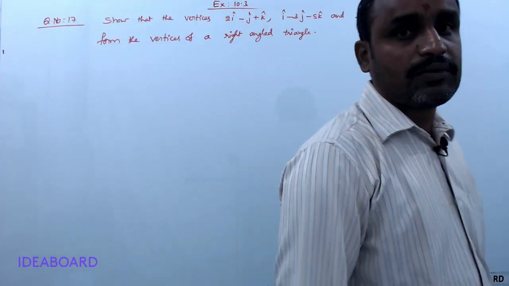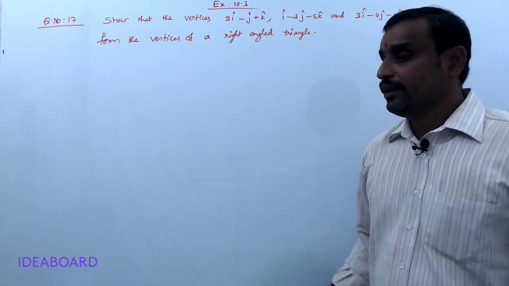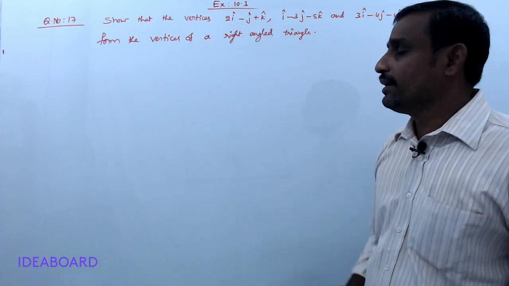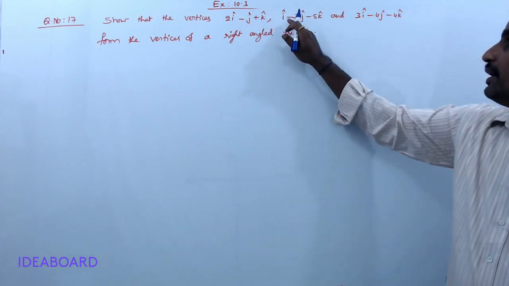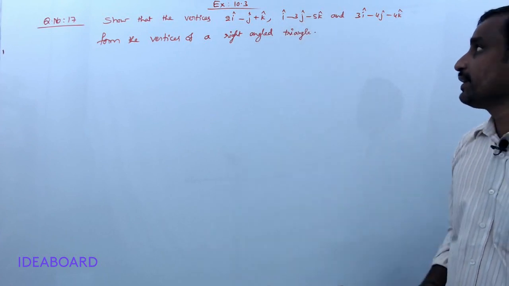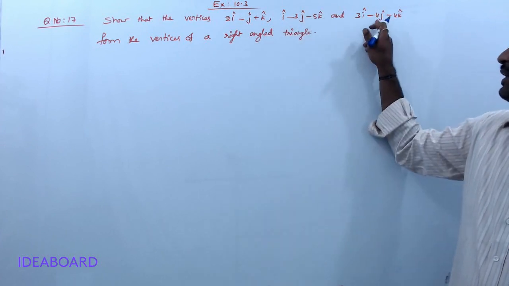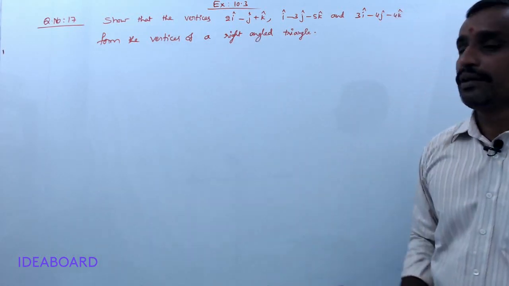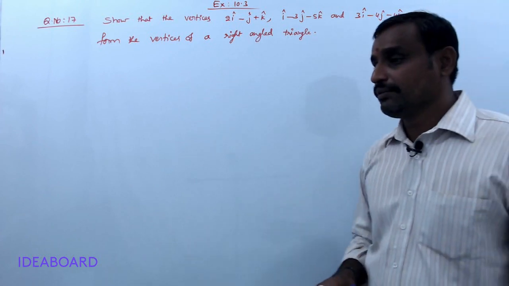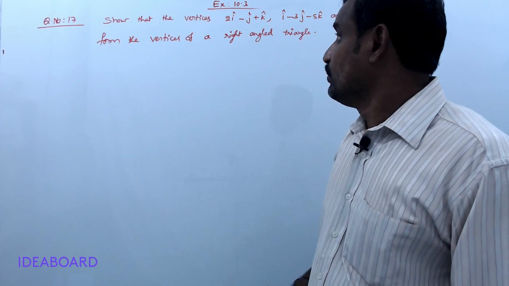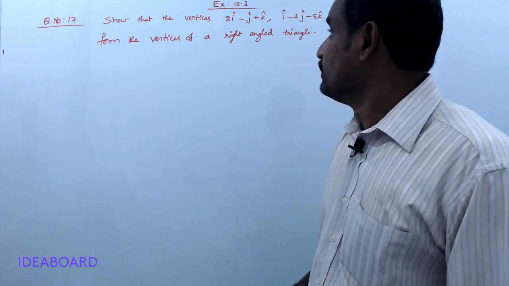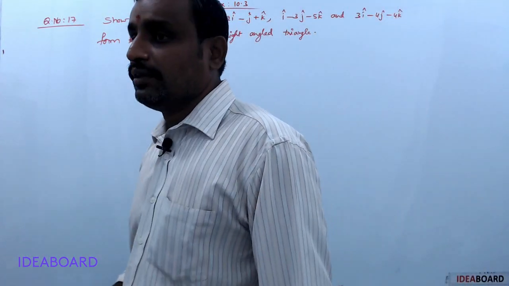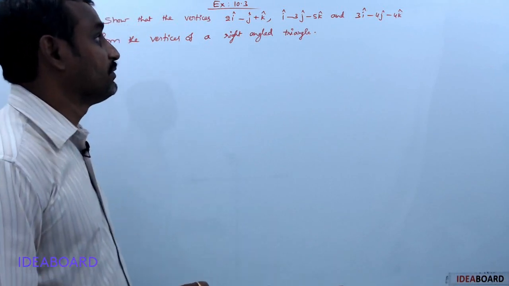Now question number 17. Show that the vertices 2i cap minus j cap plus k cap, i cap minus 3j cap minus 5k cap and 3i cap minus 4j cap minus 4k cap form the vertices of a right angle triangle. First, take the given vertices as a triangle ABC.